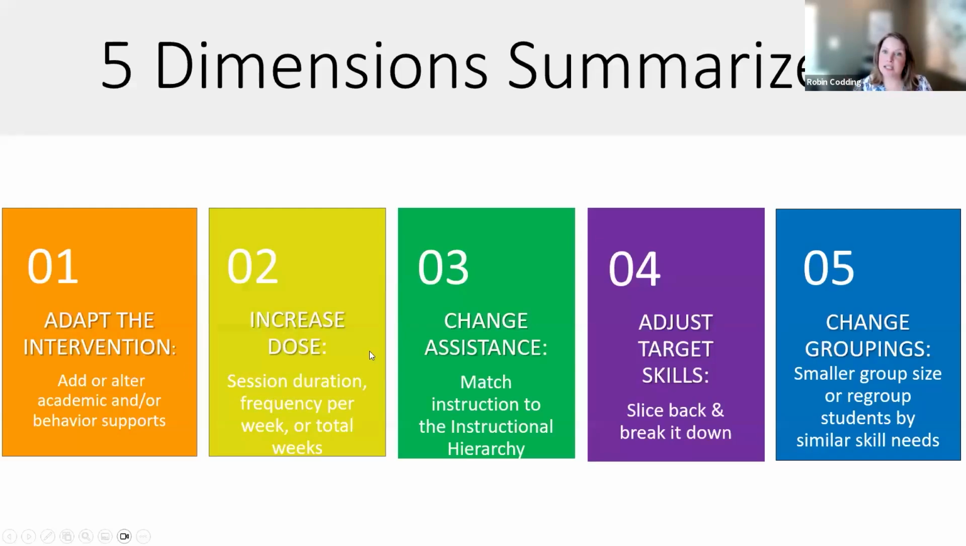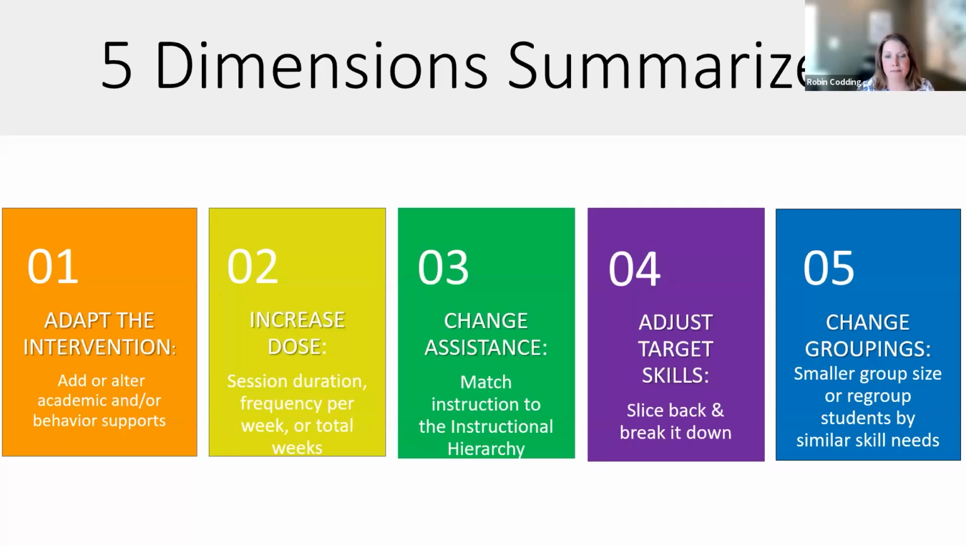So in summary, I'm going to summarize the 5 dimensions that we are talking about, and then we're going to apply them. And that's going to be the last part of our session. So hopefully you'll bring all of this together for you. So first, we can adapt the intervention, add, alter academic and or behavior supports. Second, we can increase or alter the dose. We're talking about session duration, frequency per week, or total number of weeks provided to students.